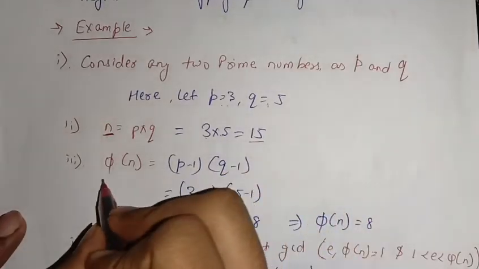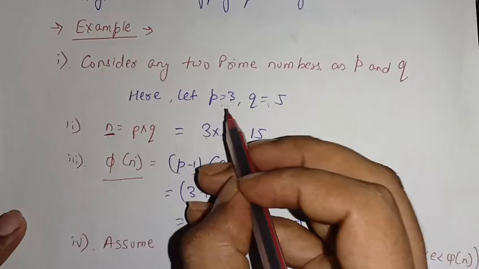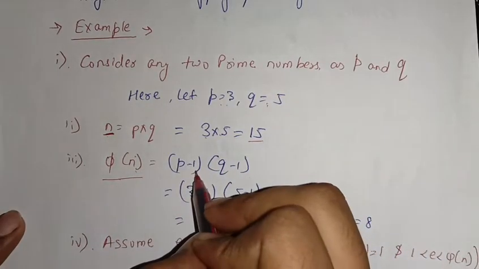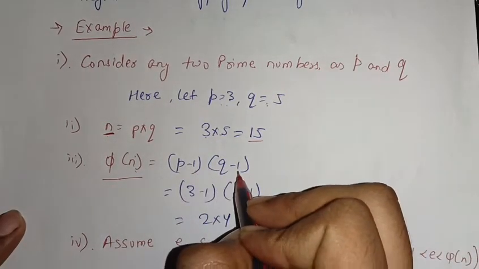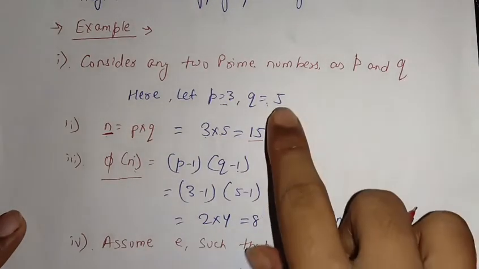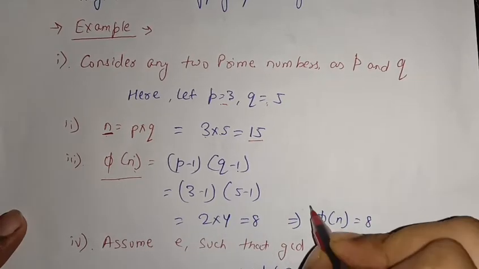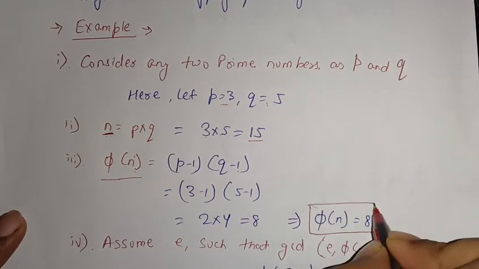Okay. For the third step you need to calculate phi of n. The formula for phi of n is (p minus 1) into (q minus 1). So p we have already taken as 3, so 3 minus 1 is equal to 2, and 5 minus 1 is equal to 4. Just multiply it, we got the result as 8. So phi n is equal to 8.